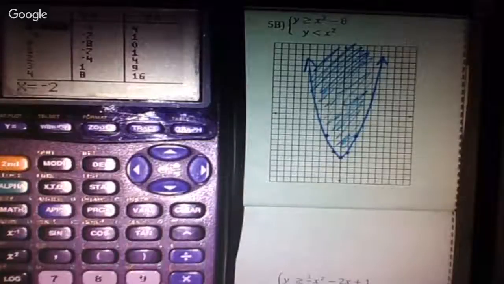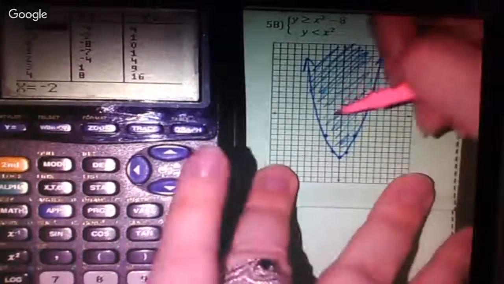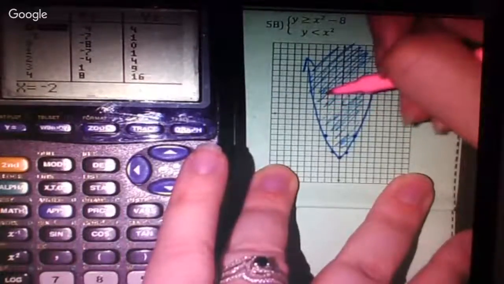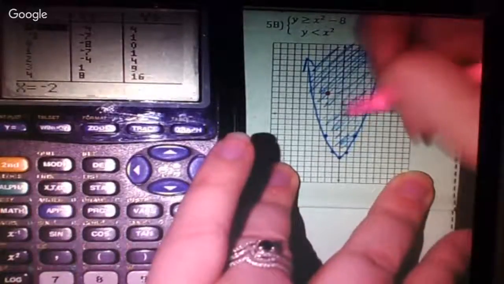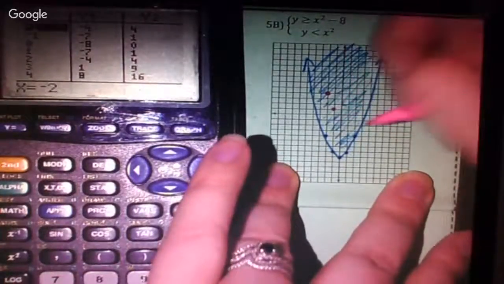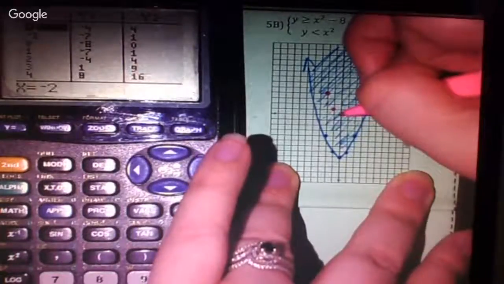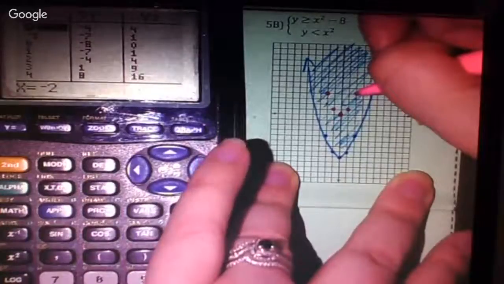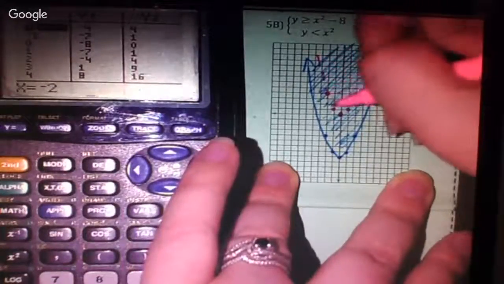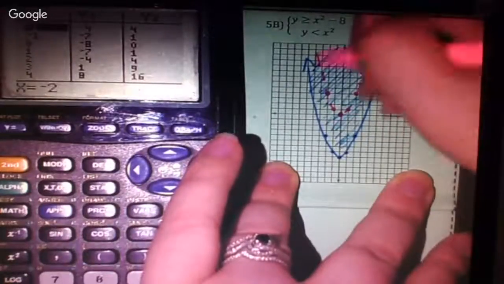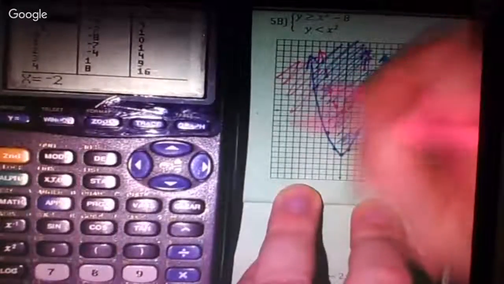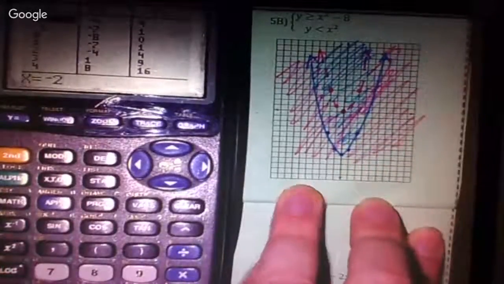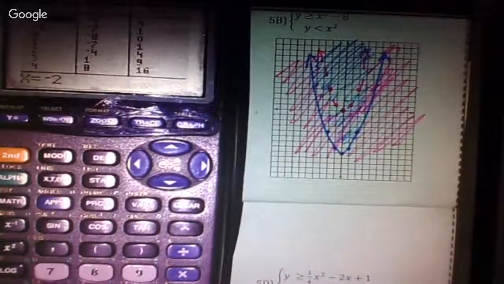When I go to the other side, we're at negative 2, positive 4. So here's that point. Negative 1, positive 1. 0, 0. 1, 1. 2, 4. This one should be a dotted line. Notice it's on the inside of what you just drew. This one is less than, so it gets shaded at the bottom of the parabola. So that's all of this. That little piece in between the two parabolas is where all of your solutions lie.